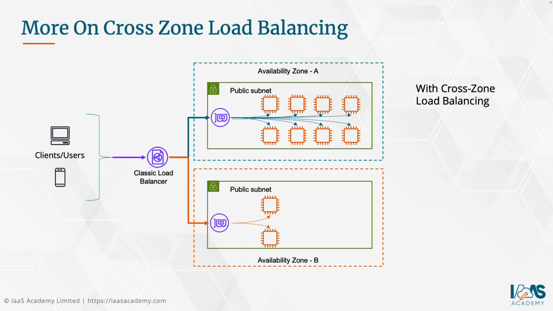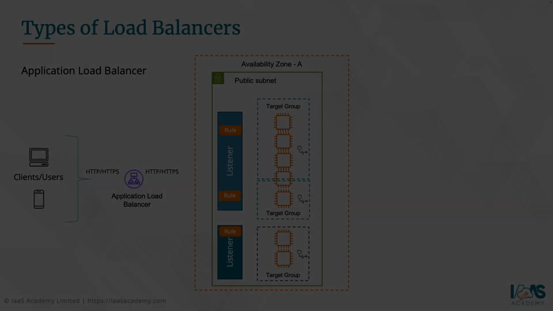Now, if we enable cross-zone load balancing, what actually happens is the load balancer is fully aware of all of the healthy instances across all of the registered availability zones. And so ultimately, we have an even distribution of traffic across all of the registered instances to that load balancer. Each of the 10 instances gets 10% of the traffic in this example.